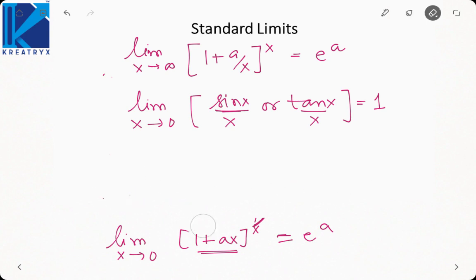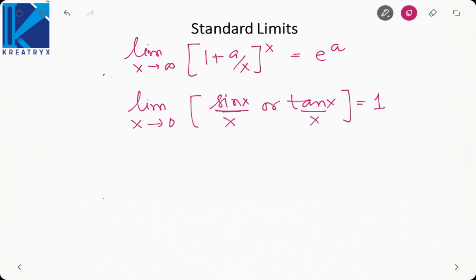Similarly, if we extend this rule, limit x tending to 0 of sin of mx by x will come out to be m. How can you derive this? Again by L'Hopital rule, or the other way around is, you can multiply and divide it by m, so that you will get m into 1.